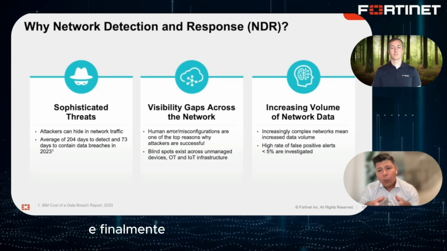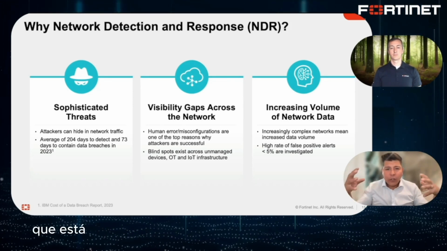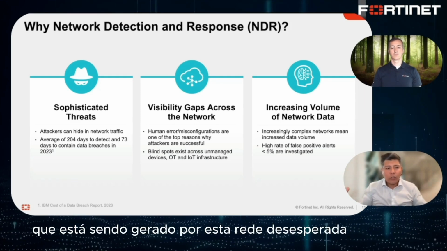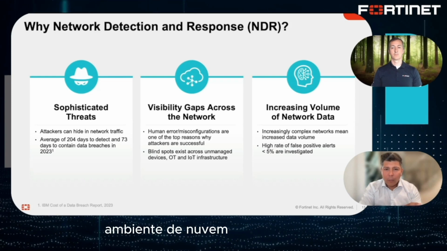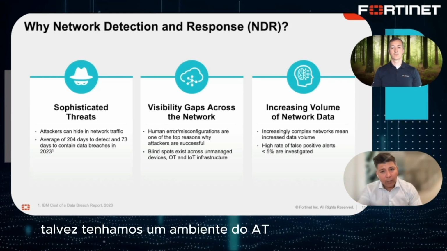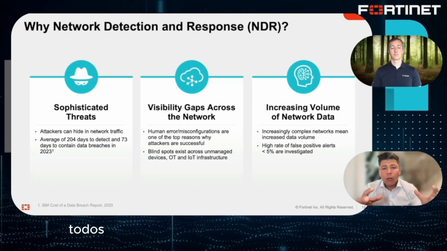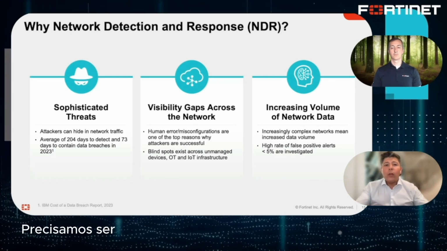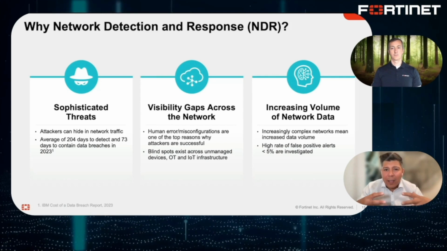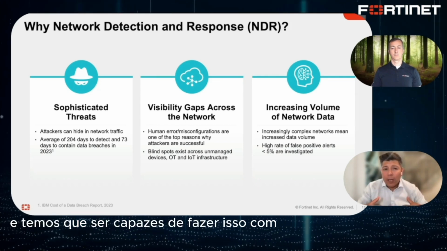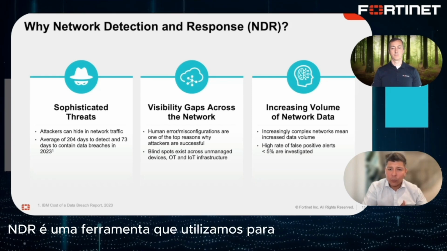And then lastly, we have this huge increasing volume of network data being generated by these disparate networks. We have public, private, and hybrid cloud environments. Maybe we have an OT environment in there as well, or a host of IoT devices. All of these disparate devices, we need to be able to analyze all of this traffic at once, and we need to do it with low false positives. How do we do that? NDR is a tool that we leverage to do that.